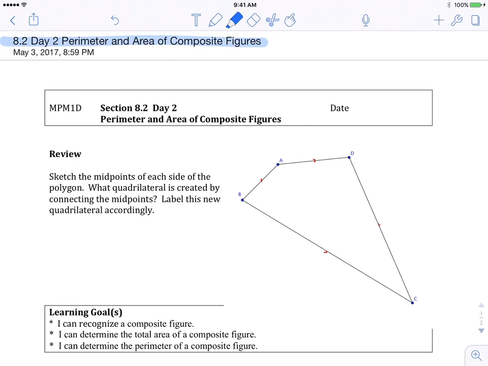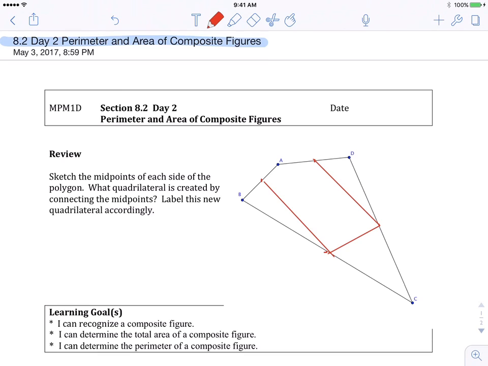Okay, so today we're just going to do a quick review. We're on 8.2, day 2, and I want to review some of the learning goals for this lesson. So as a review, let's sketch the midpoints of each side of the polygon and what quadrilateral is created by connecting the midpoints. I've gone ahead and already made some markers here to help me out, and I'm going to join them at what I think are the midpoints.